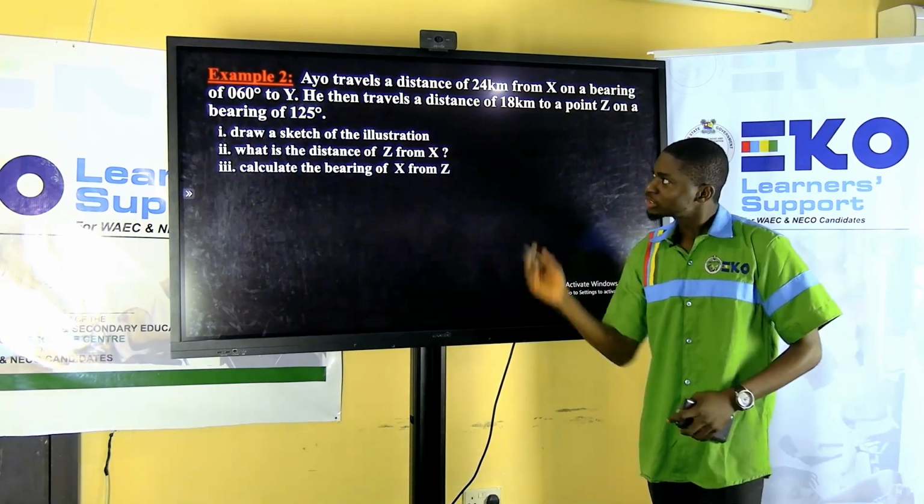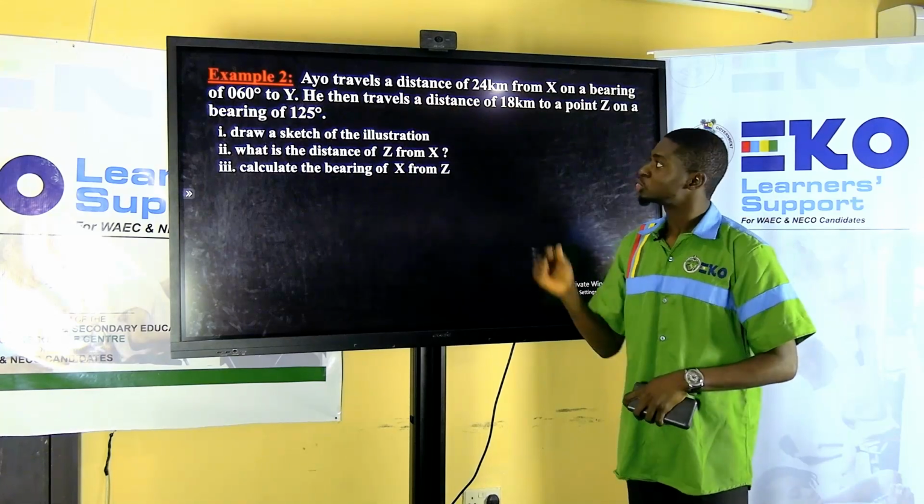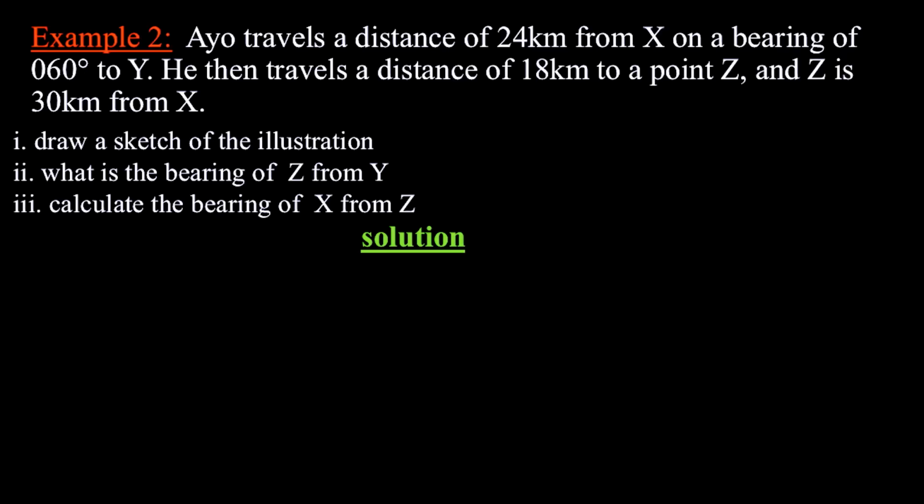So let's look at another question, which is question number 2. Ayo travels a distance of 24 kilometers from X on a bearing of 060 degrees, that is a three-figure bearing, to Y. It then travels a distance of 18 kilometers to a point Z on a bearing of 125 degrees. Draw a sketch of the illustration. What is the distance of Z from X? Calculate the bearing of X from Z.